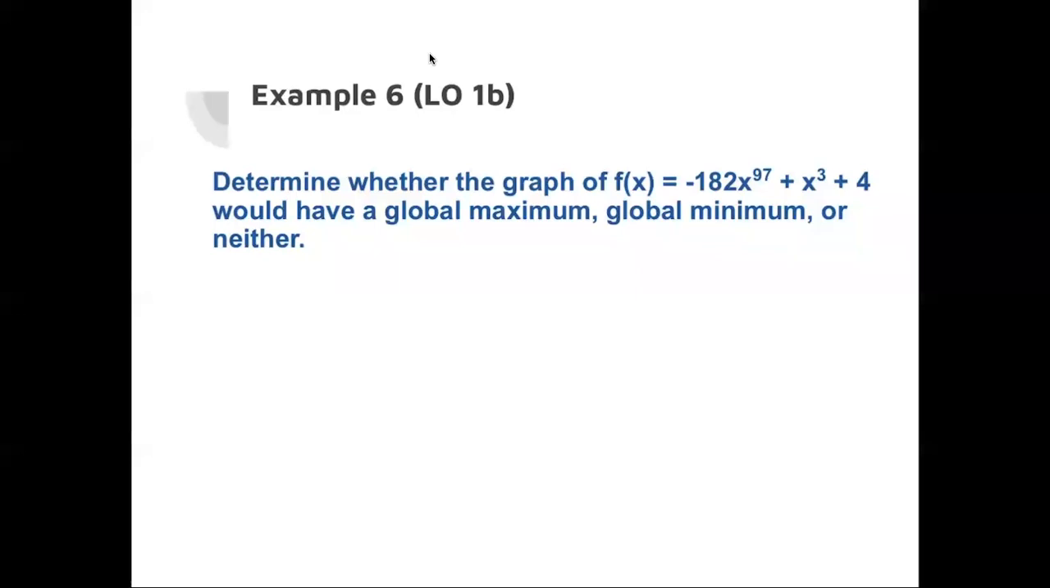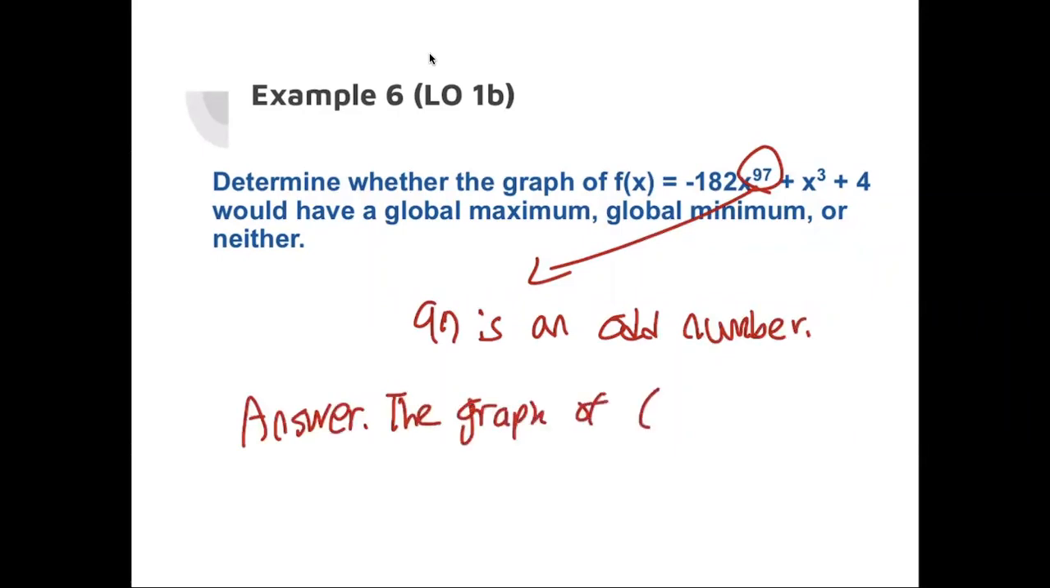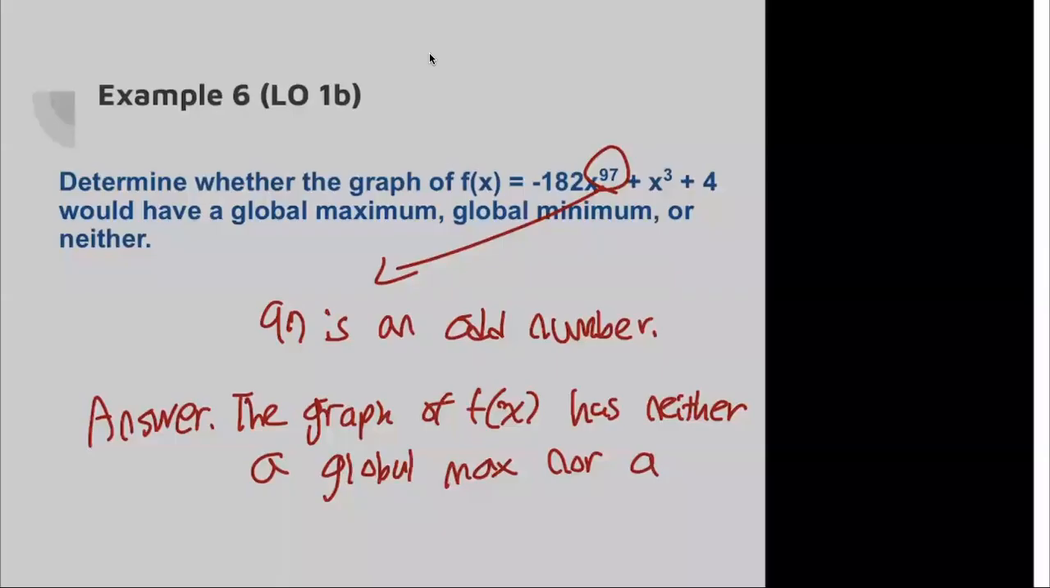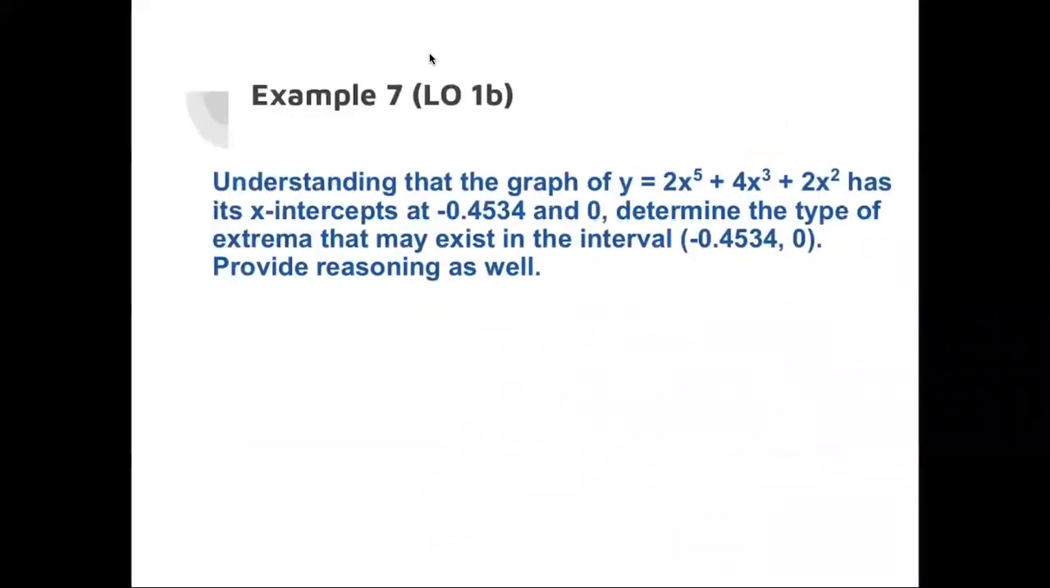Example 6, 97 is an odd number, right? So we can say that the graph of f of x has neither a global max nor a global min. Because the leading coefficient is a negative number, we should know that the overall end behavior will be something like this. Okay. Let's look into example 7.